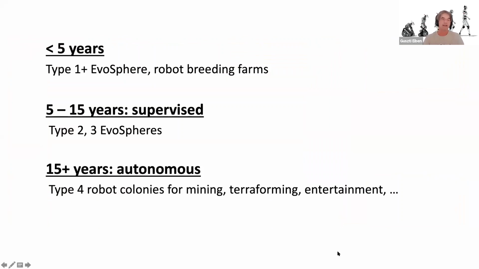So my guess is that in 5 years, we really will have an Evosphere. The ARE project will be the first one realizing this. It will be type 1 plus. A lot of things will be hands-free, but not everything. In 5 to 15 years, we could have supervised type 2 and 3 Evospheres, and in 15 plus years, the technology will be there for completely autonomous robot evolution that could operate without human oversight.